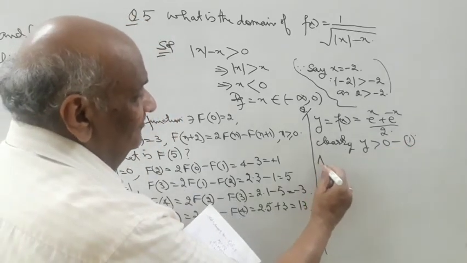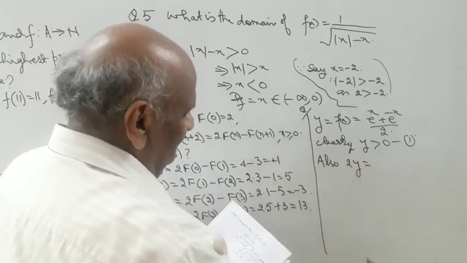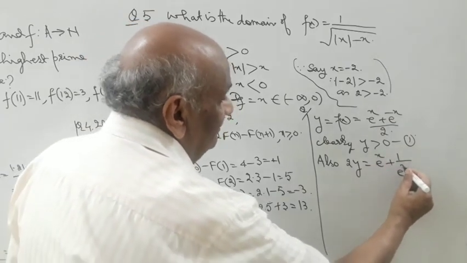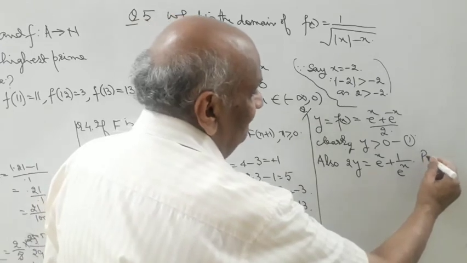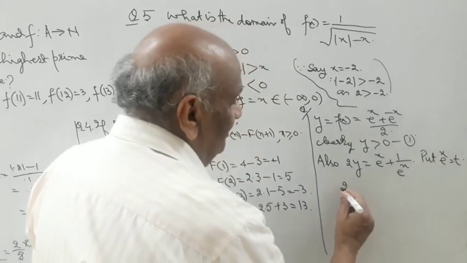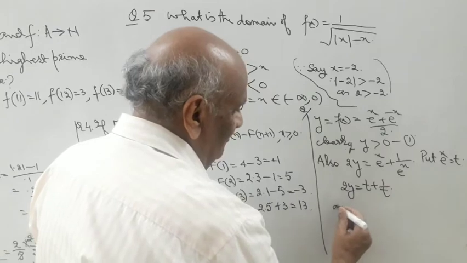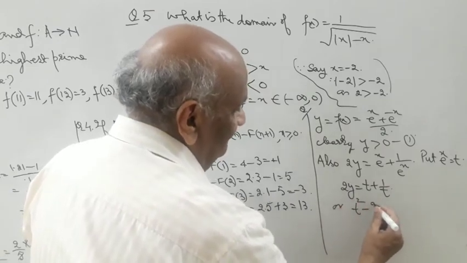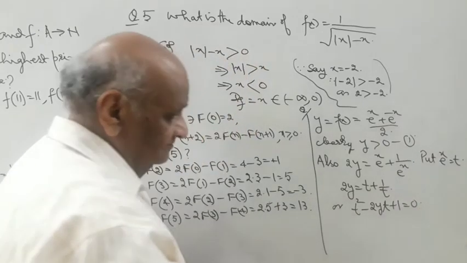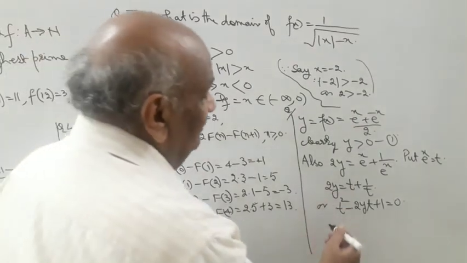Also, 2y is equal to, we have e to the power x plus 1 upon e to the power x. Now put e to the power x equal to t. So we get 2y is equal to t plus 1 upon t, or it is t square minus 2y t plus 1 is equal to 0. Check out.